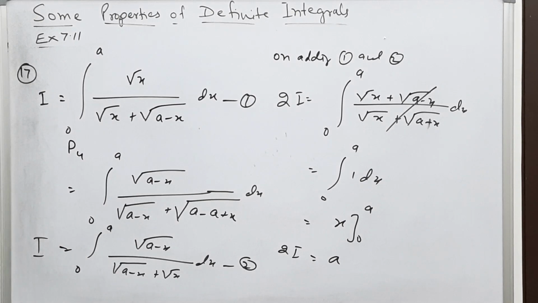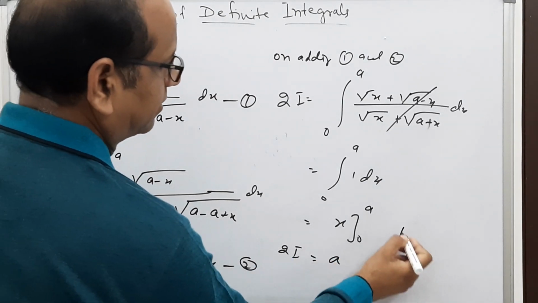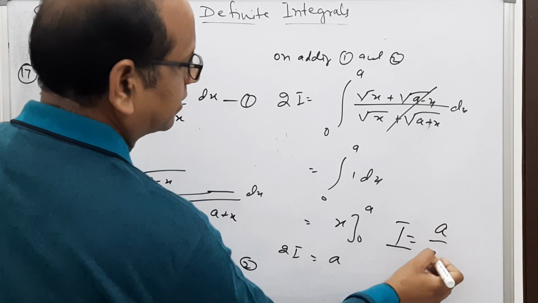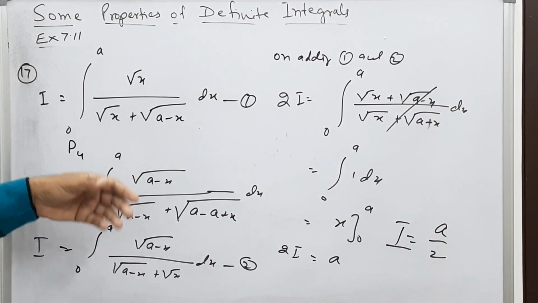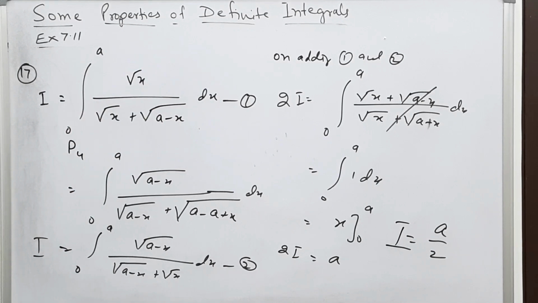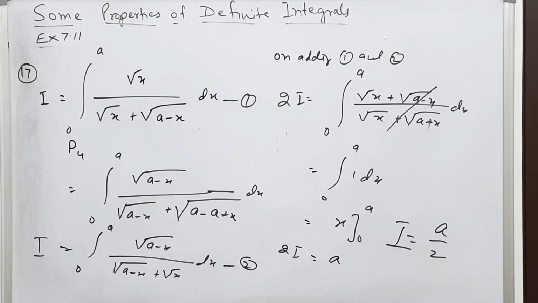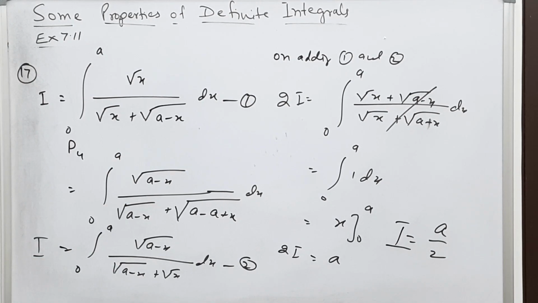Please see this part. So what is the value of I? The value of I is a by 2. And if we don't apply the property, it will be very, very complicated to answer. So whenever we are observing that we can use any property, the problem will become very, very simple. That is the additional advantage of the property. So whenever you are doing the problem of definite integrals, first you try to observe if there is any property, we try to apply the property. Thank you.